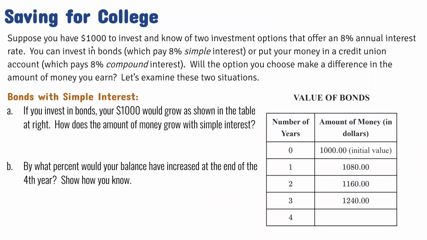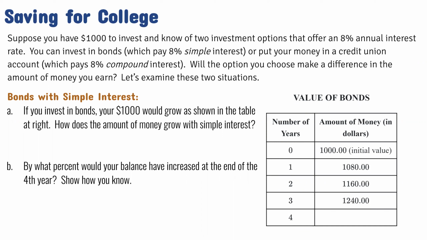You are saving for college. You have $1,000 to invest, and you know of 2 investment options that offer an 8% annual interest rate. So they give you 8% every year of the amount that you invest. You can invest in bonds, which pay 8% simple interest, or you can put your money in a credit union, which pays 8% compound interest. Will the option you choose make a difference in the amount of money you earn?